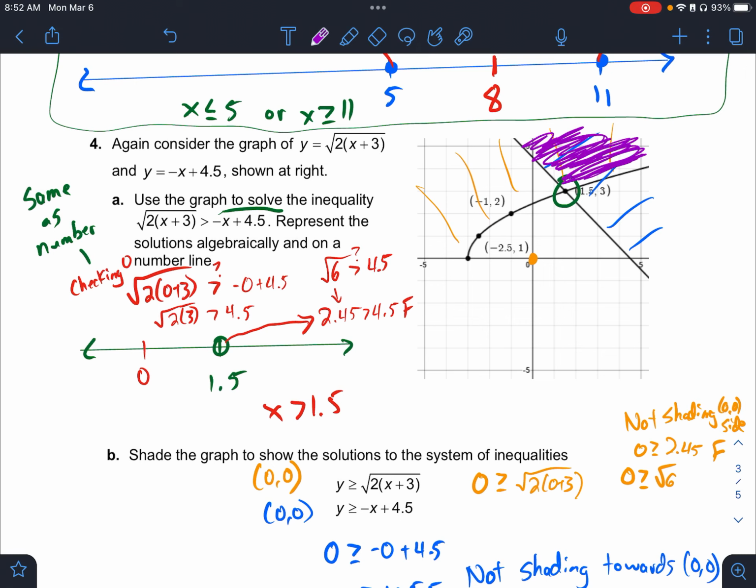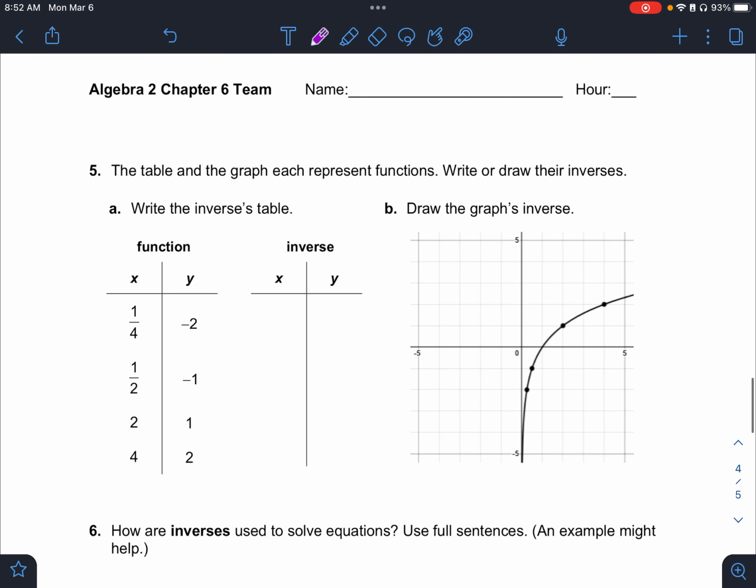So that is what your retake portion of your test is going to be. The next is going to be the summative part. So here we keep going, okay?